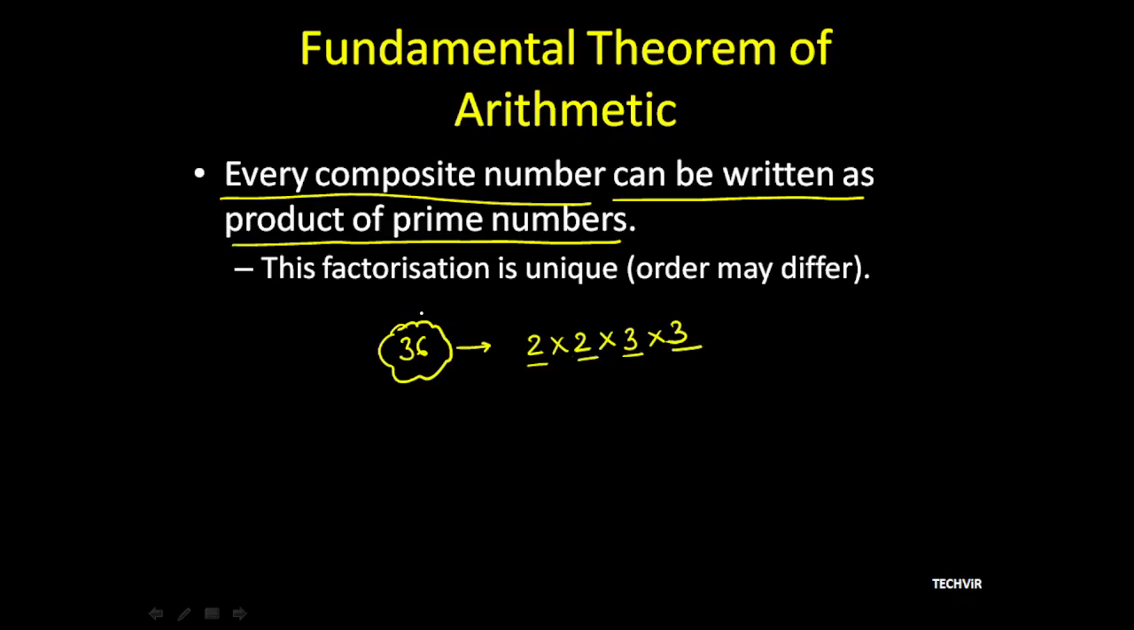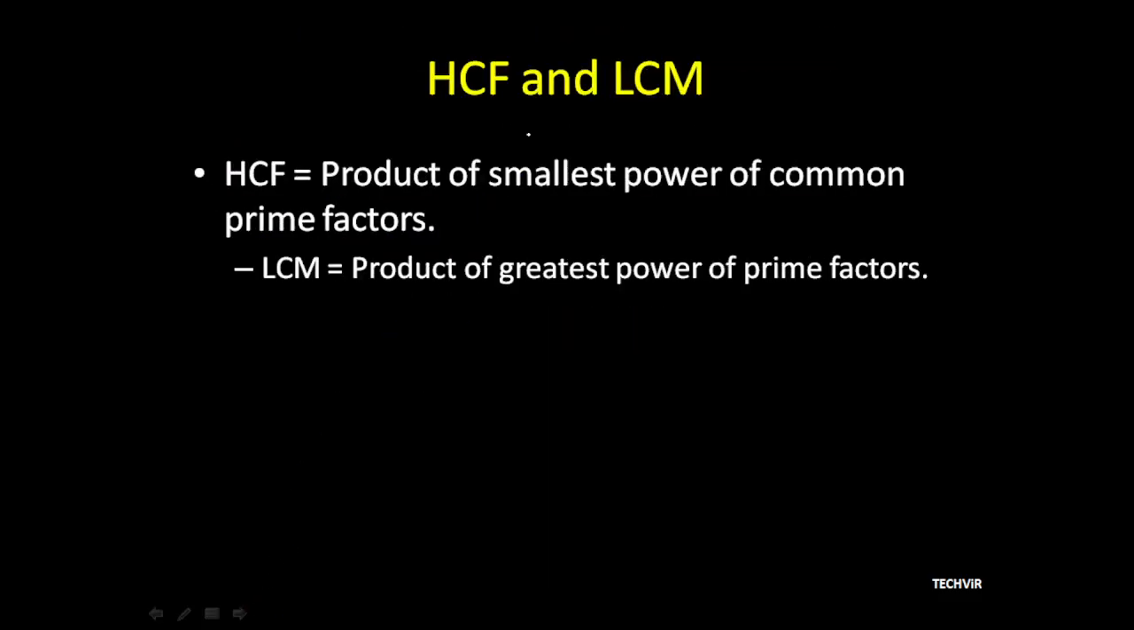So 36 can be written as a product of prime numbers like this. Every composite number, what this theorem says, can be written as the product of prime numbers. Next, what do we mean by HCF and LCM? What is HCF? It is the product of the smallest power of common prime factors.